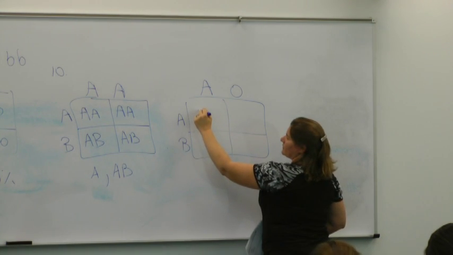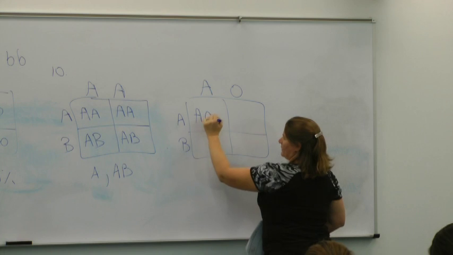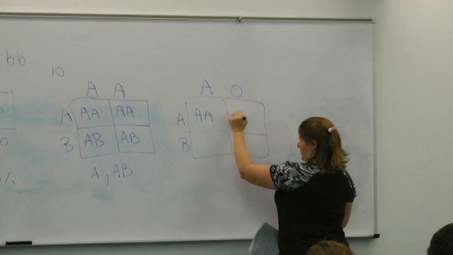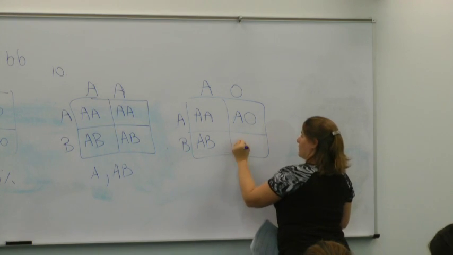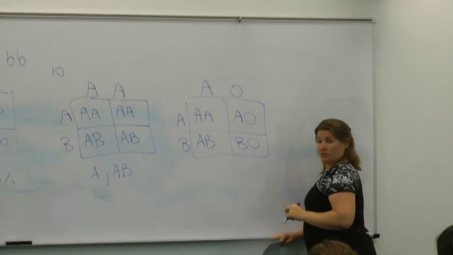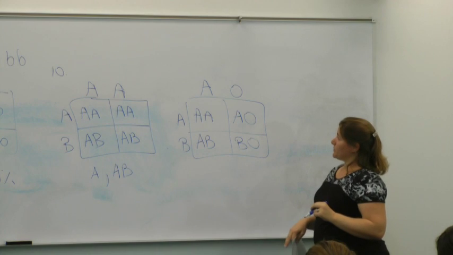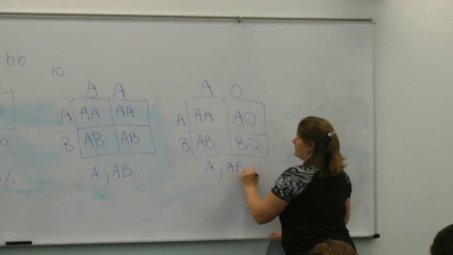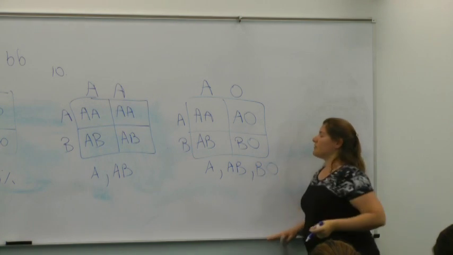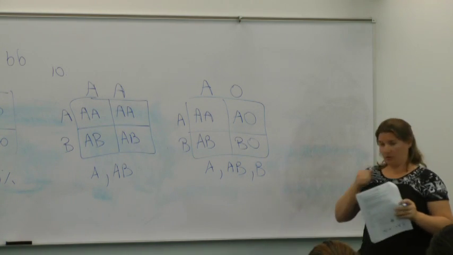What if he's heterozygous for A though? What are you gonna get here? AA. What about here? AO. AB, and BO. So what are the blood types possible from this one? A, B, AB.